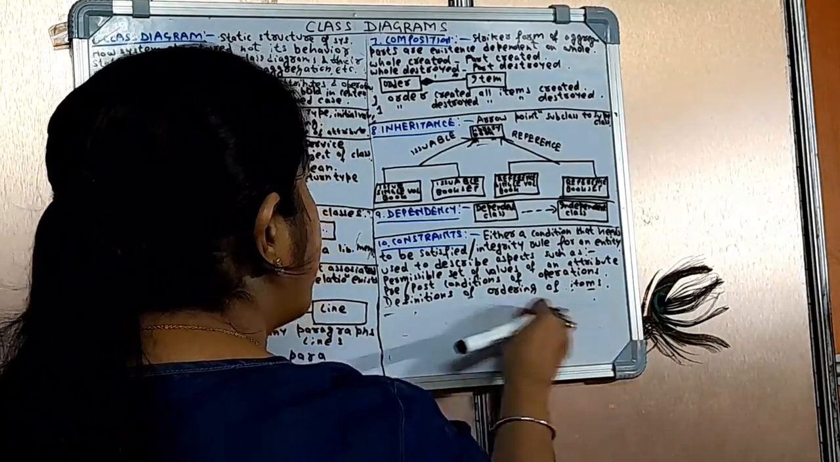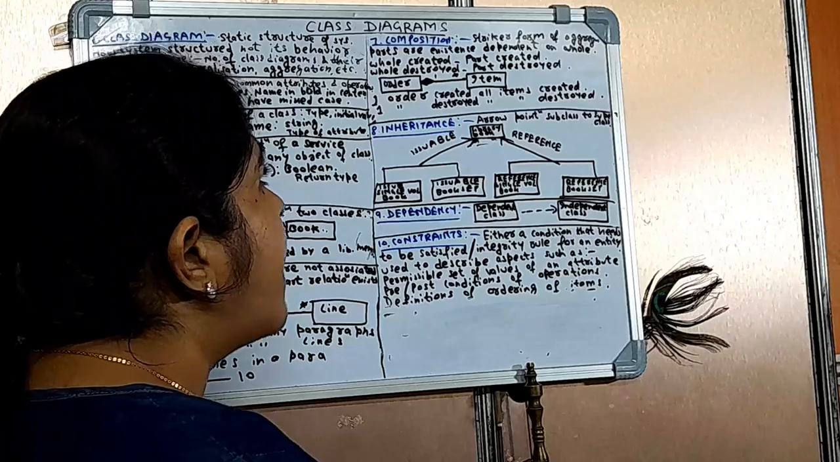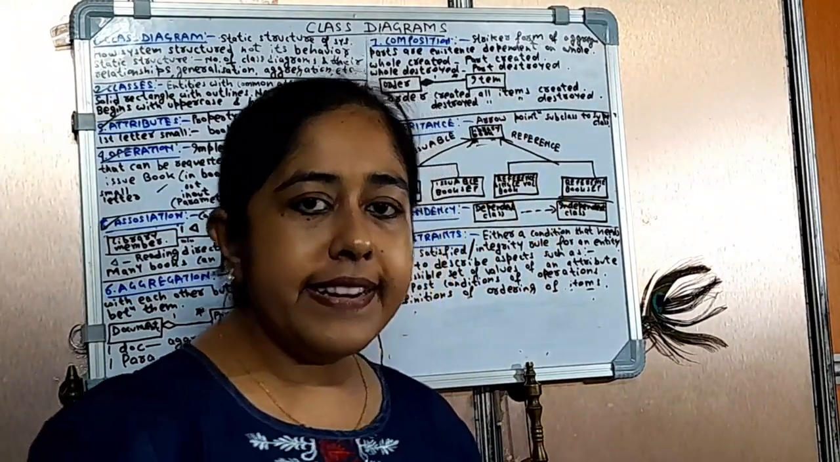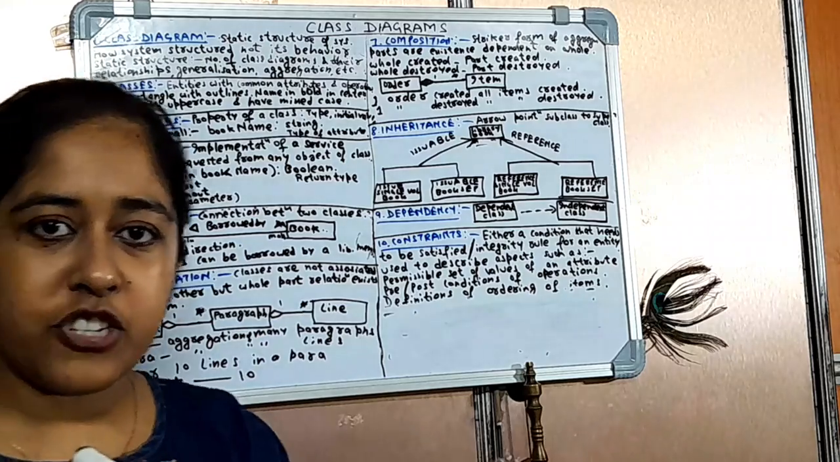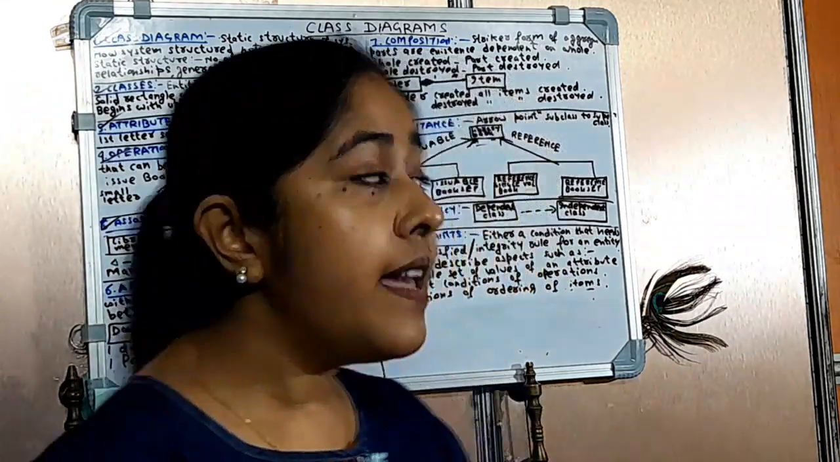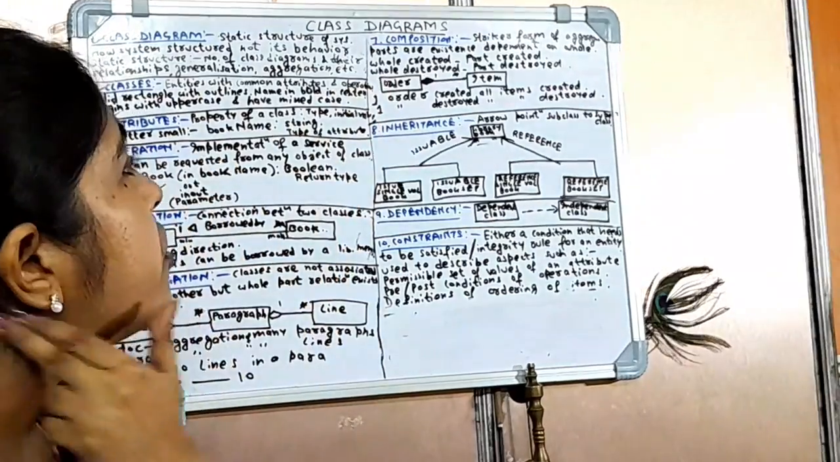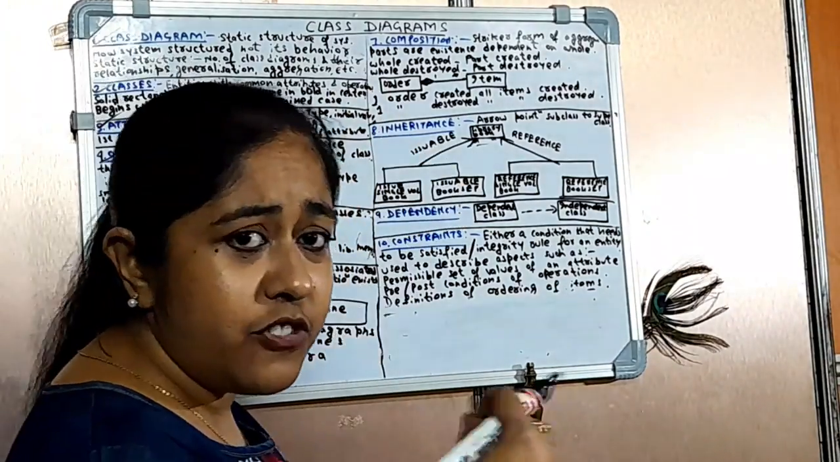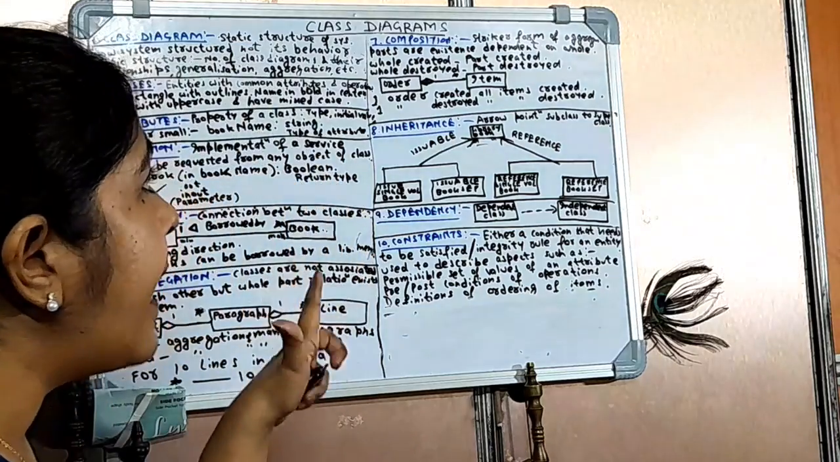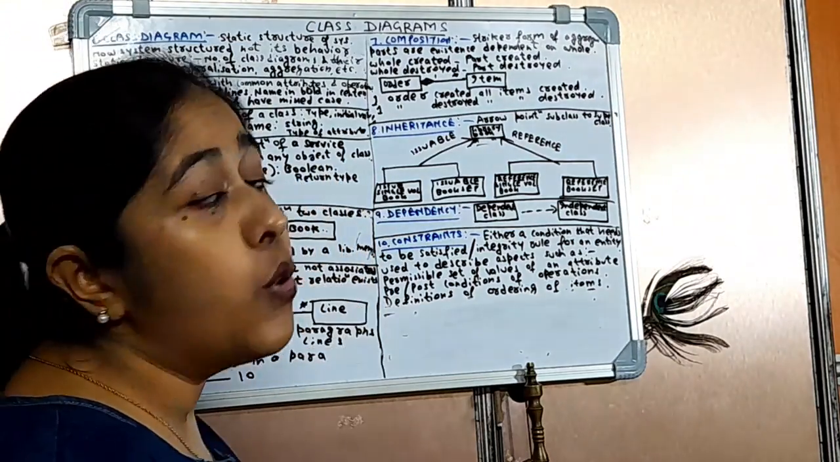Now we are going to talk about composition. What is there in composition? A stricter form of aggregation. Aggregation we have seen, that is a collection, whatever we get as a whole. Now composition is the more stricter form of aggregation. Parts are existence dependent on the whole.